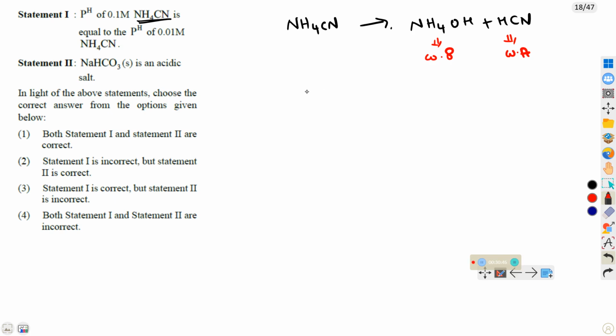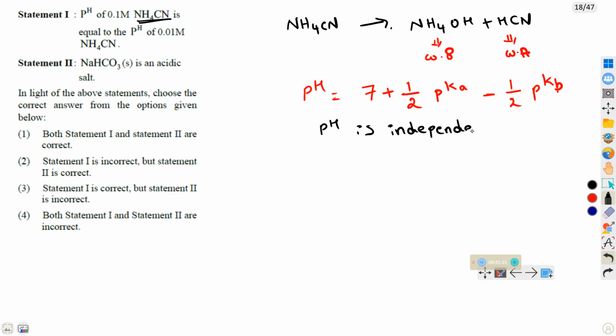So for a salt of weak acid and weak base, pH value is calculated by using the formula 7 plus 1 by 2 pKa minus 1 by 2 pKb. According to this formula, pH is independent of concentration of salt. First statement correct.